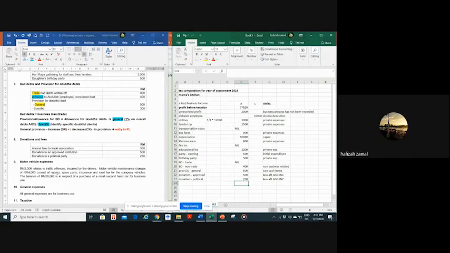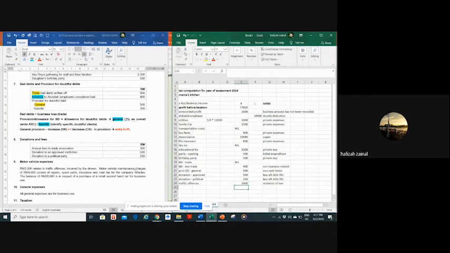The next one, motor vehicle expenses. You have 3,000 of traffic offences. Is it deductible? Traffic offences, basically whatever is related to violation of law. Violation of law, automatically it will be non-deductible. So 3,000 will be added back.